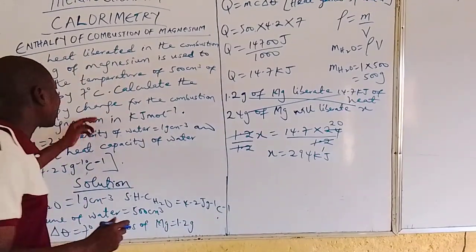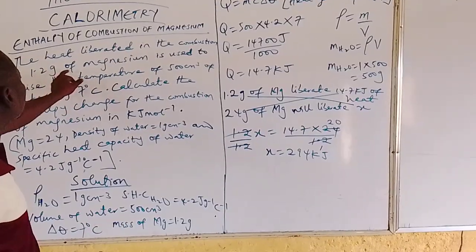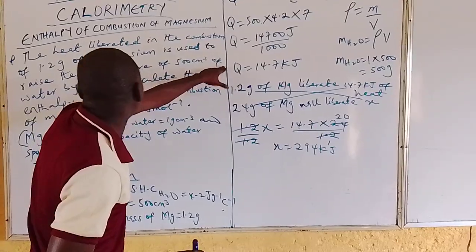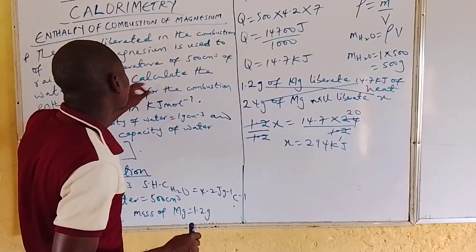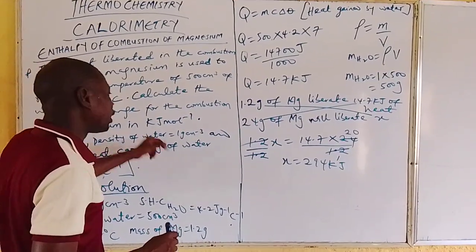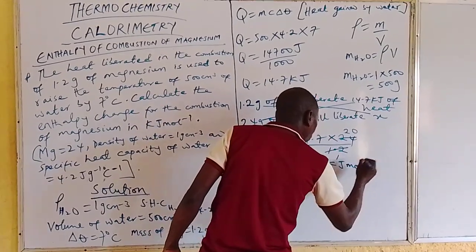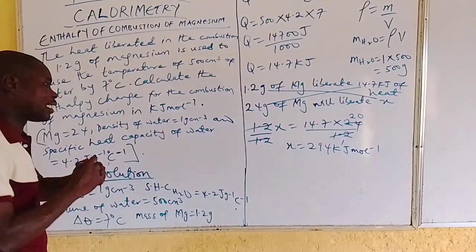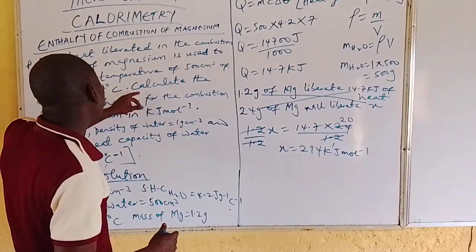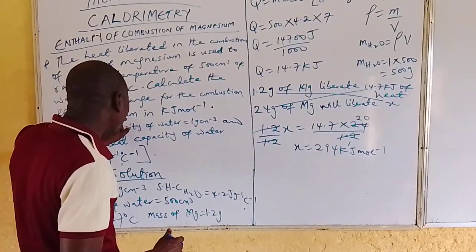294 kilojoules. So now, the question goes thus. The heat liberated in the combustion of 1.2 gram of magnesium is used to raise the temperature of 500 cm cube of water by 7 degrees Celsius. Calculate the enthalpy change for the combustion of magnesium in kilojoules per mole. So 294 kilojoules per mole. So now we are going to analyze to write our results. What is the analysis? The question says, calculate the enthalpy change for the combustion of magnesium.